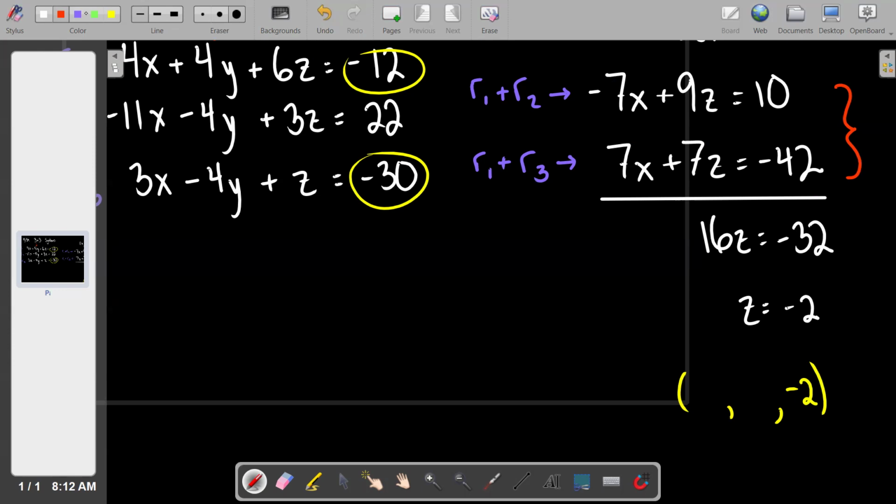So I'm going to take this bottom equation out right here, and I'm going to write it again. It's going to say 7x plus 7z, right? Change z into -2 and then do the math as you go. 7 times -2 is negative or minus 14.